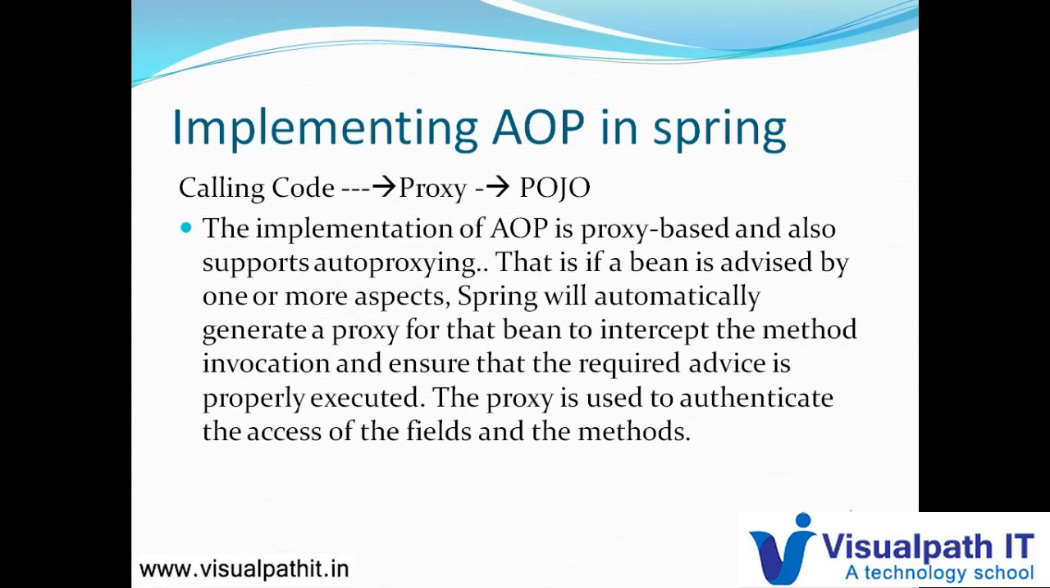What do we mean by auto proxying? It means if a bean is advised by one or more aspects, Spring will automatically generate a proxy for that particular bean to intercept the method invocation and ensure that the required advice is properly executed. The proxy is used to authenticate the access of the fields and the methods. The request is first transferred to the proxy. Therefore, it is the responsibility of the proxy to forward it to the concerned sources to process it.